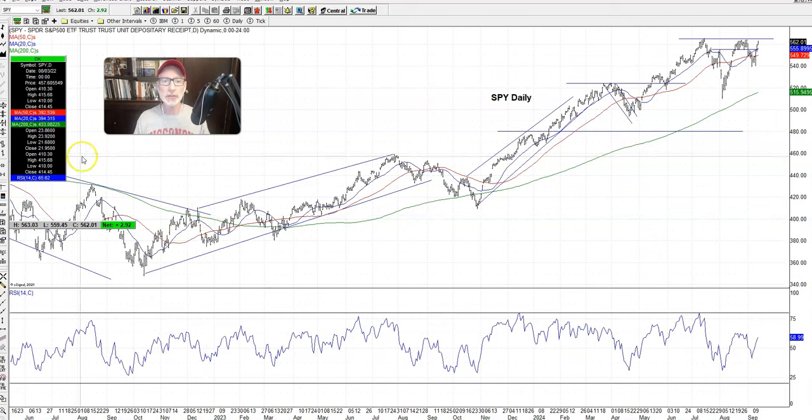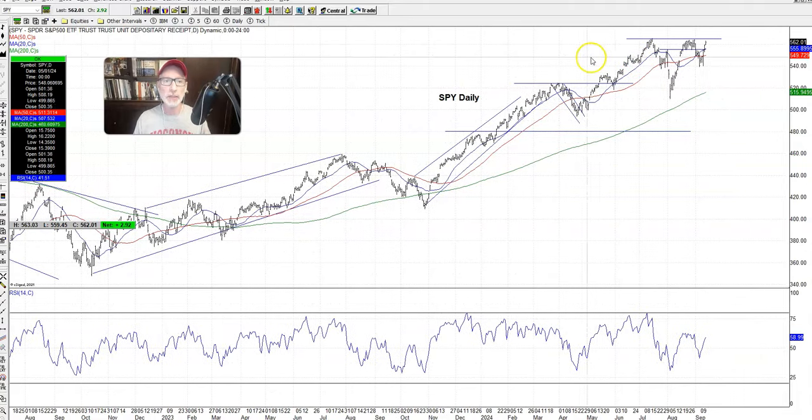This is the price action. This is about a two-year look-back period. This is the SPY, the exchange-traded fund for the S&P 500. Each one of these vertical lines is one day's worth of trading. These are daily bar charts, not candlestick charts. So we have the blue line here, which is the 20-day moving average. The 50-day moving average is here, and this is the 200-day moving average.